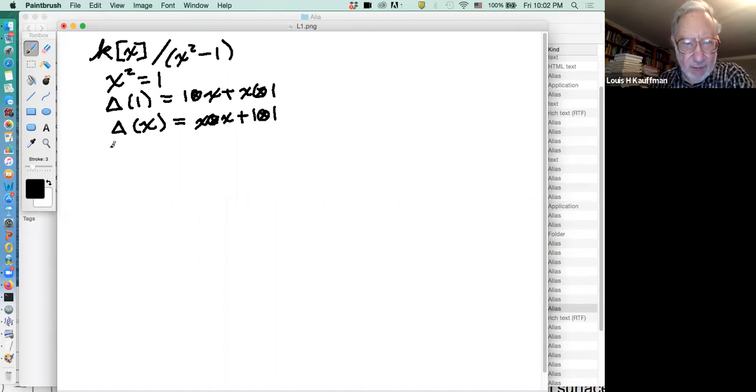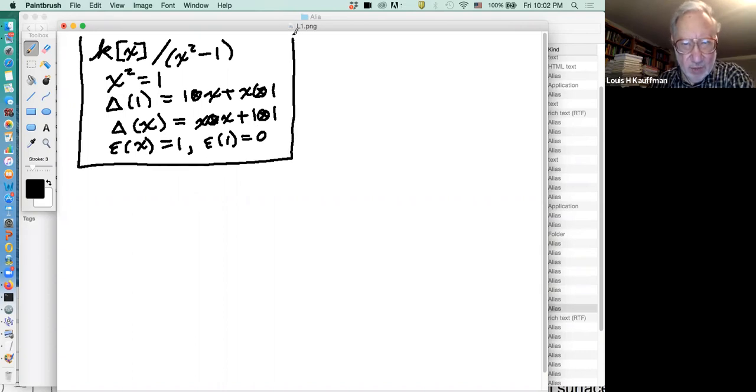And we have that the co-unit behaves by taking x to 1 and 1 to 0, as we had seen before. And that this is a Frobenius algebra, and it satisfies the tubing identity, so this will work to give us a homology theory. And then we might just do a little bit of exercise with that.